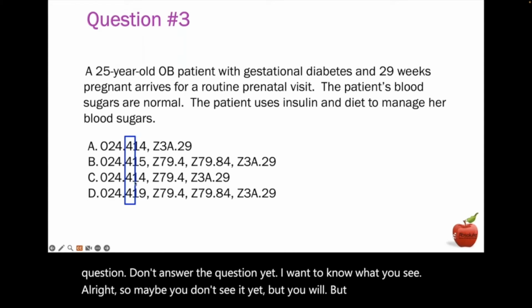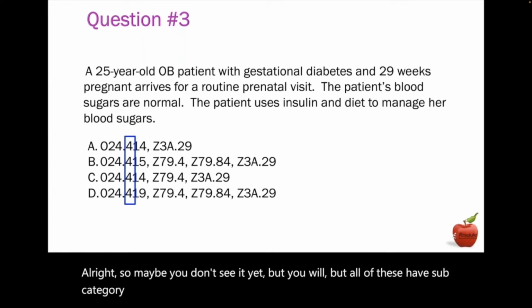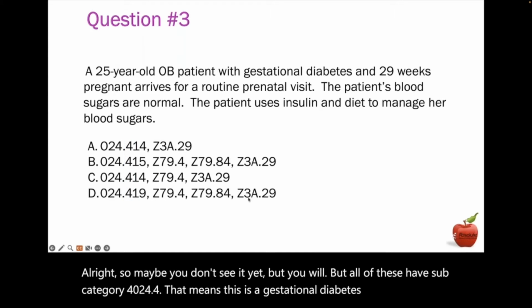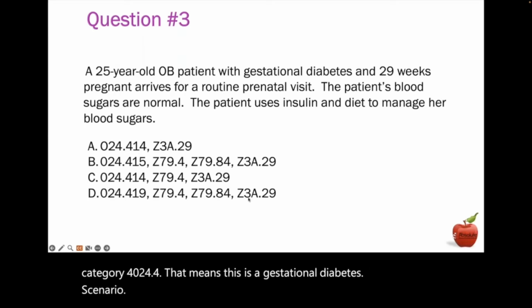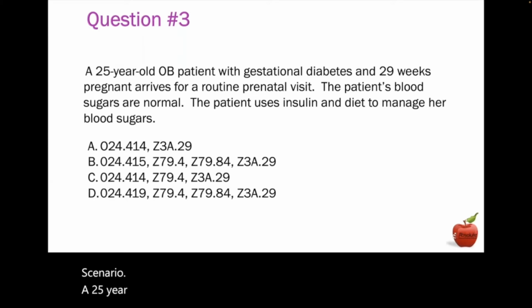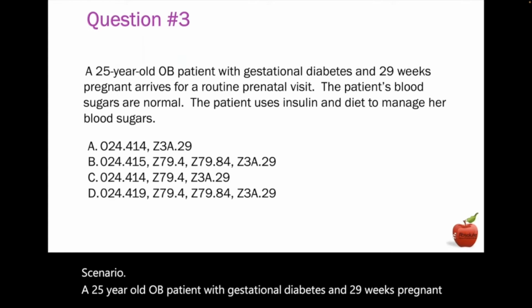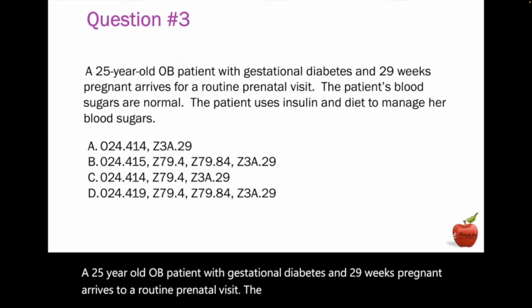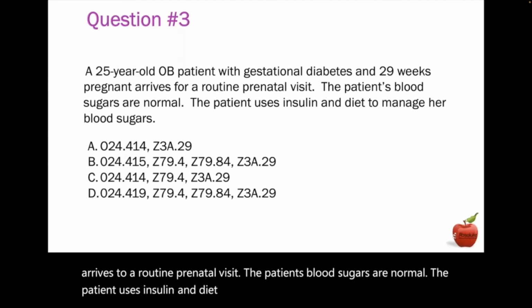But all of these have subcategory O24.4. That means this is a gestational diabetes scenario. A 25-year-old OB patient with gestational diabetes and 29 weeks pregnant arrives for a routine prenatal visit. The patient's blood sugars are normal. The patient uses insulin and diet to manage her blood sugars.